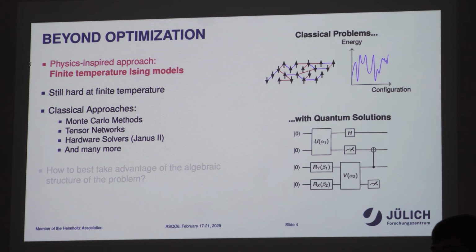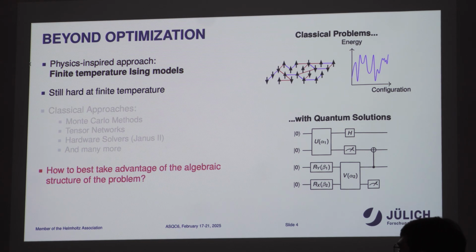We decided to look at this problem from a different angle, by looking at the generalization given by finite temperature Ising models. Now we have a statistical description, and these are still hard at finite temperature in general. Simply turning on the temperature has not made the problem trivial. Also for finite temperatures, many classical approaches exist. Probably the most used are Monte Carlo methods, but also, more recently, tensor networks, and even in certain cases dedicated hardware solvers. One of our questions in tackling this problem was how we can take advantage of the algebraic structure of the problem, or maybe restrict ourselves to a certain class.